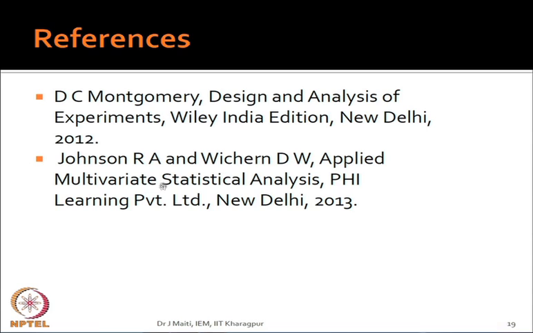And for ANOVA, I suggest you follow D.C. Montgomery, Design and Analysis of Experiments. This is the best book I have read in terms of ANOVA. A large number of real life examples are given, and if you know ANOVA, MANOVA will be an extension to the multivariate domain. A little bit of computational difficulty will always be there, because you will be computing in the matrix domain. All the sums of squares will become matrices. Sum of squares will not be there, it will be SSCP, sums of squares and cross products.